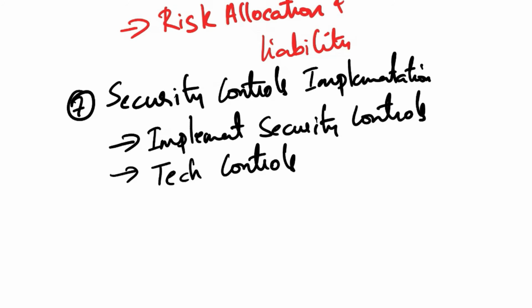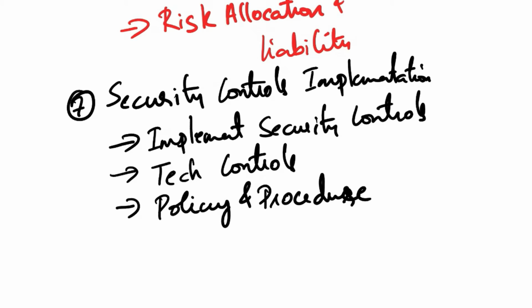Next, technical controls. Implement technical controls such as firewalls, encryption, access controls, and intrusion detection systems to protect against cyber threats and secure data transmission. Next, policy and procedure implementation. Enforce security policies and procedures to govern the behavior of third parties. This may include data handling policies, incident response procedures, and adherence to compliance standards.